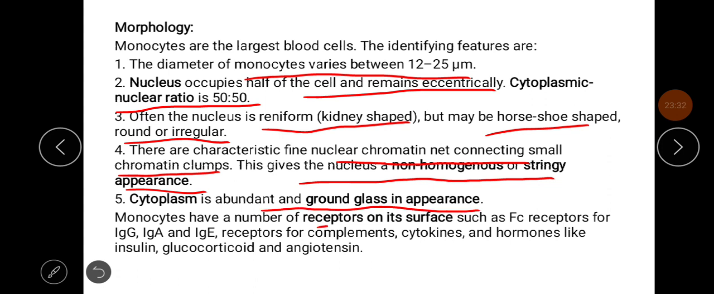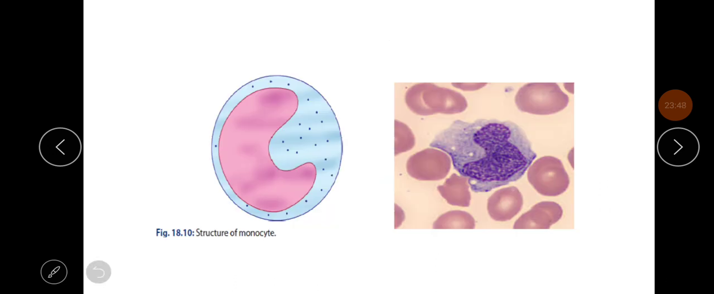Monocytes have a number of receptors on their surface, such as Fc receptors for IgG, IgA, and IgE, the receptors for complements, cytokines, and hormones like insulin, glucocorticoid, and angiotensin. This is a typical diagram of a monocyte showing the horseshoe shape of the nucleus. So, this is how the monocyte looks in the peripheral blood smear.